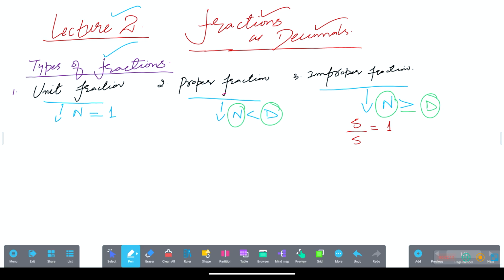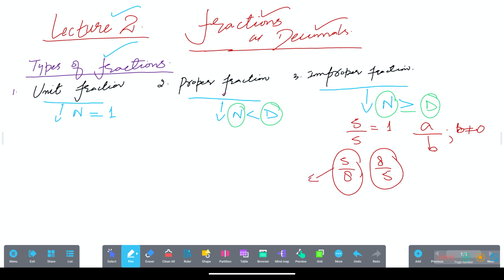But then we came to know that any number that is in the form of a by b, where b is not equal to 0, we can call a fractional number. Whether that is 5 by 5, 5 by 8, or 8 by 5, they all are fractional numbers. Among all these numbers, 5 by 8 is the proper one. The rest, 8 by 5 and 5 by 5, are both improper fractions. So these 3 types of fractions we have already done in our previous lecture.